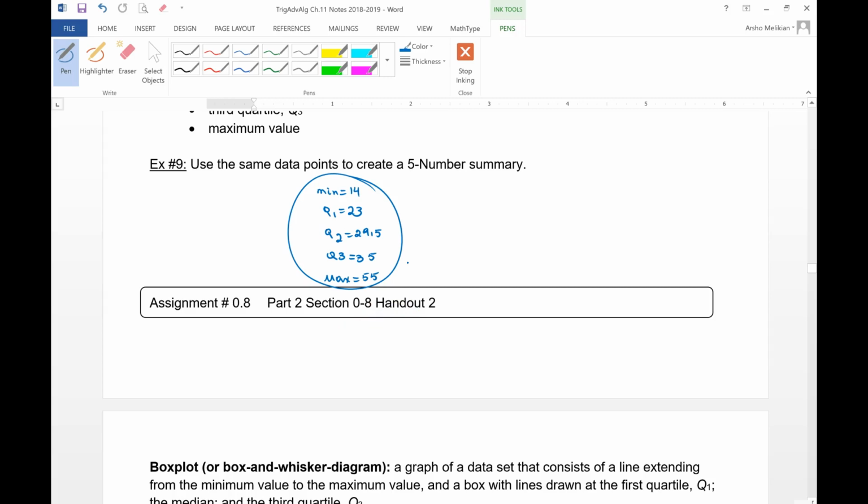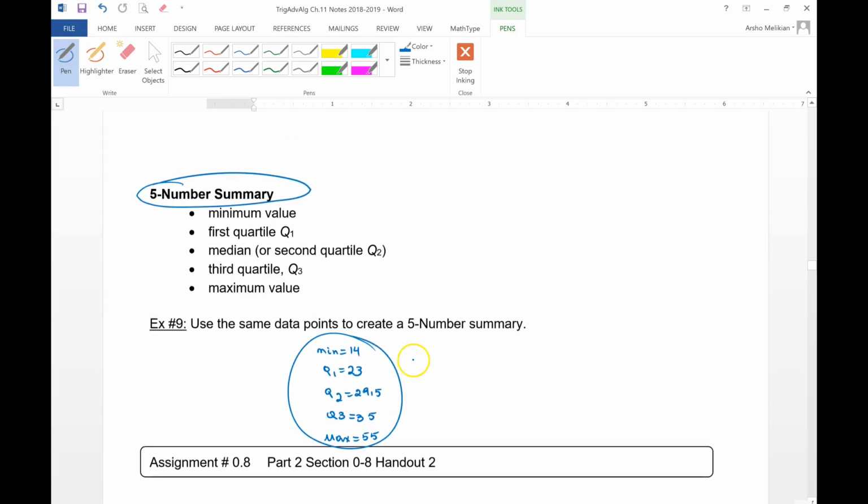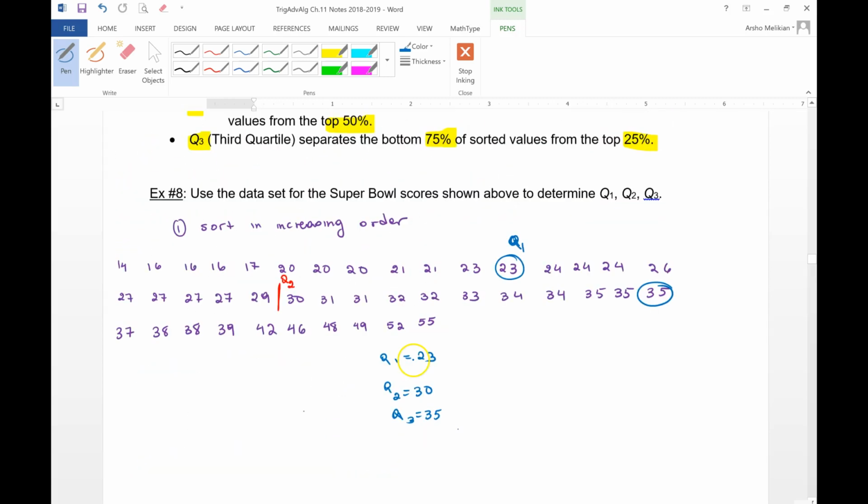Do you see why Q2 is 29.5? Because it fell right in the middle of 29 and 30, so we had to take the average. Okay?